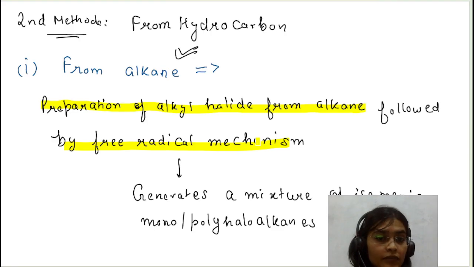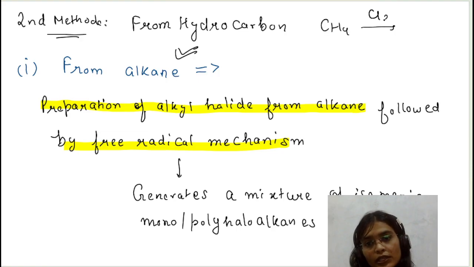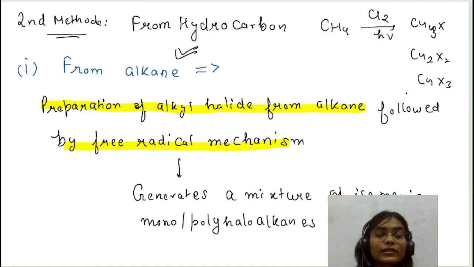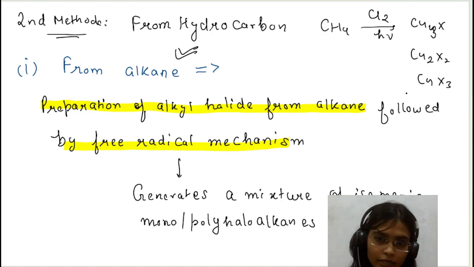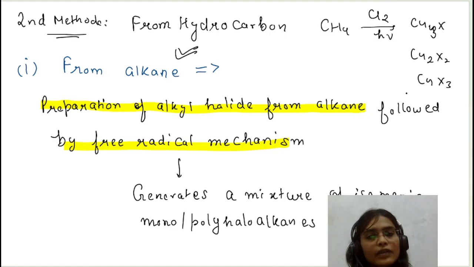Free radical mechanism, every time we have to follow. Quickly recall the 11th class reaction: if you have CH4 and you use Cl2 in the presence of light, there can be CH3Cl, or CH2Cl2, or CHCl3, or CCl4. It means that, as compared to one halogen, many halogens get substituted. Simply sorted, it's a radical mechanism. We have to follow the radical mechanism.